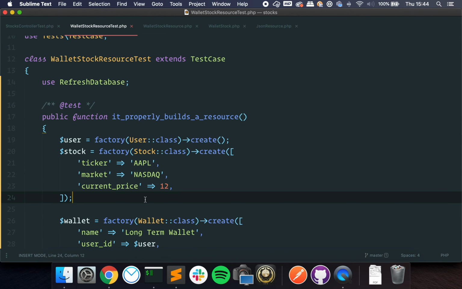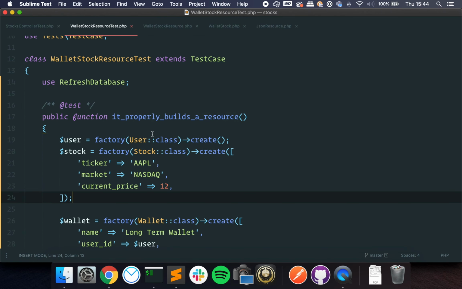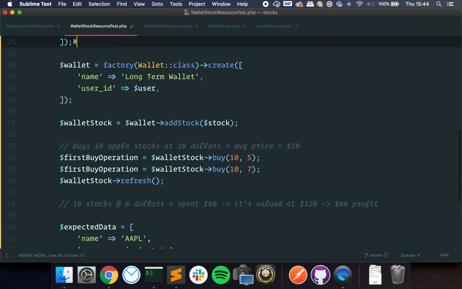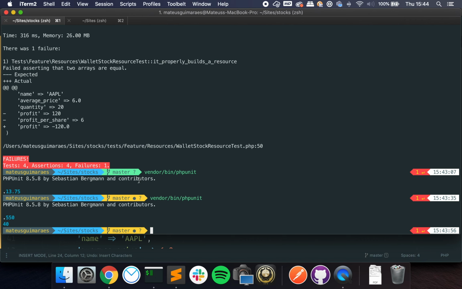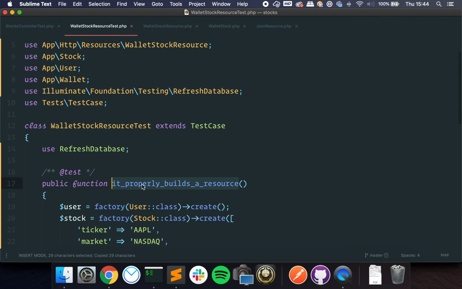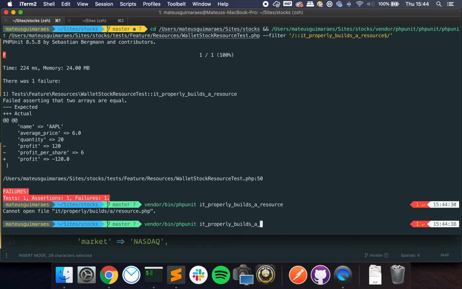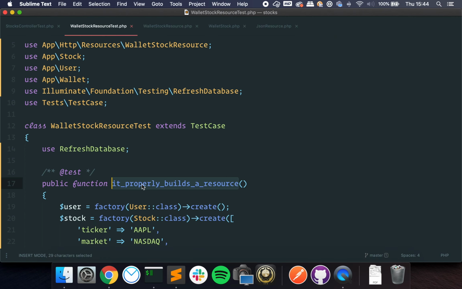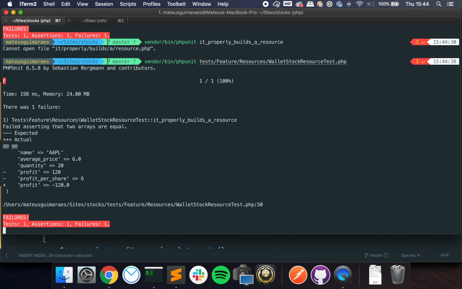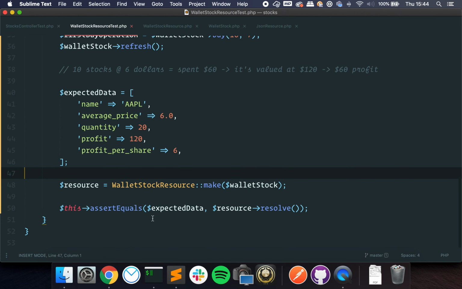So I do have a few shortcuts on my keyboard. I'm going to leave it on the description. They were made by Adam Wathan. I do not remember what they are right now. I think it's like this. Yeah. So I can run tests for the class only. But you can run something like this. We want to run tests on the test feature resources wallet stock resource.